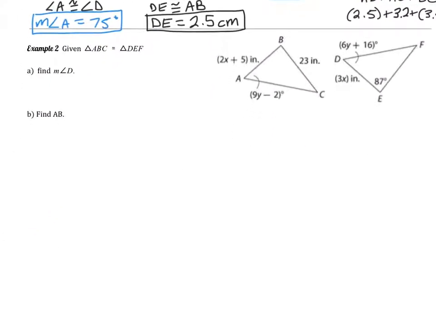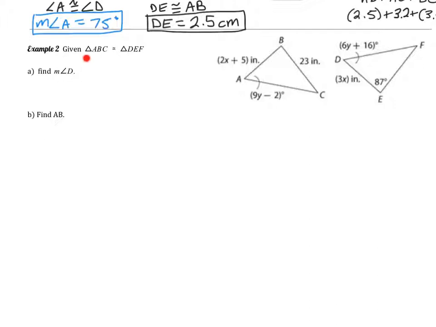All right, let's look down at example 2. Here we're given triangle ABC is congruent to triangle DEF. So first they would like us to find the measure of angle D. I'm going to solve it down here. I'm always going to start with a congruent statement. I can state that angle D is congruent to angle A. Then I can look in my figures and I can substitute. I see that angle D is equal to 6y plus 16, and I see that angle A is 9y minus 2. So now all I need to do is solve.